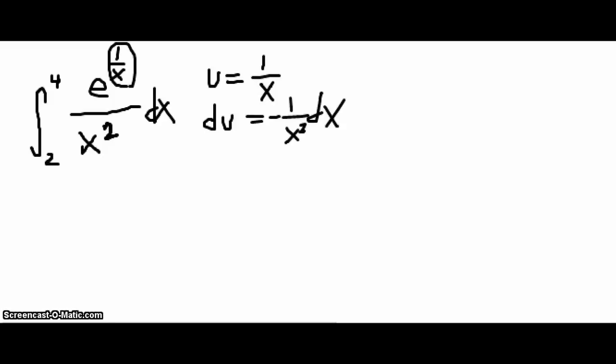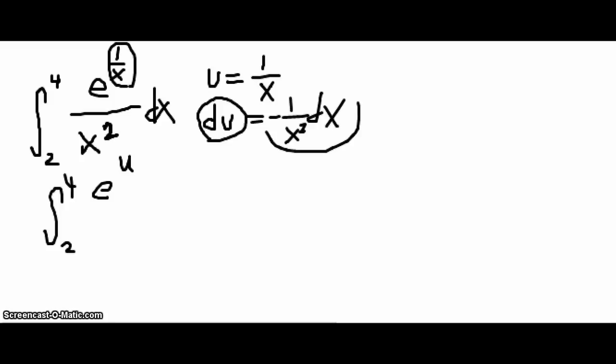And now, by taking the derivative of both sides, we get du is equal to negative 1 over x squared dx. Now this dx came from, normally Leibniz notation is written like this. So then we can multiply both sides to get this dx over here. So now we got what we need to substitute into the integral. So now we can substitute this u into the integral. So we get the definite integral from 2 to 4 of e to the u.